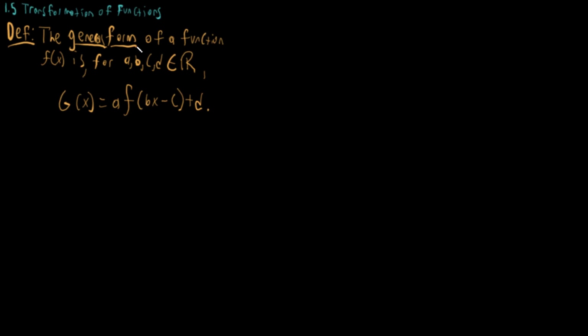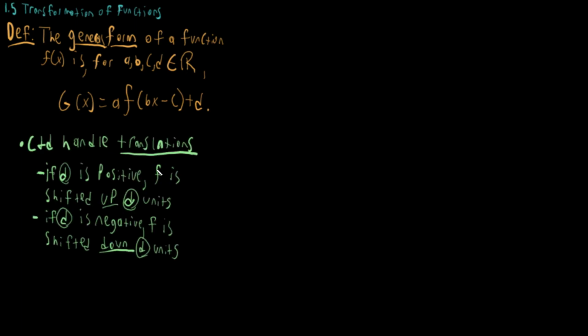So the general form of a function f of x is, for a, b, c, and d some real numbers, g of x. We like to use a capital G to denote the general form of a function, that's just a me thing. It is a times f of bx minus c plus d. And each of these variables, a, b, c, and d, again just some real numbers, each have different effects on things. First, I want to talk about c and d, because they're perhaps the easiest of our transformations, and then we'll move on from there.